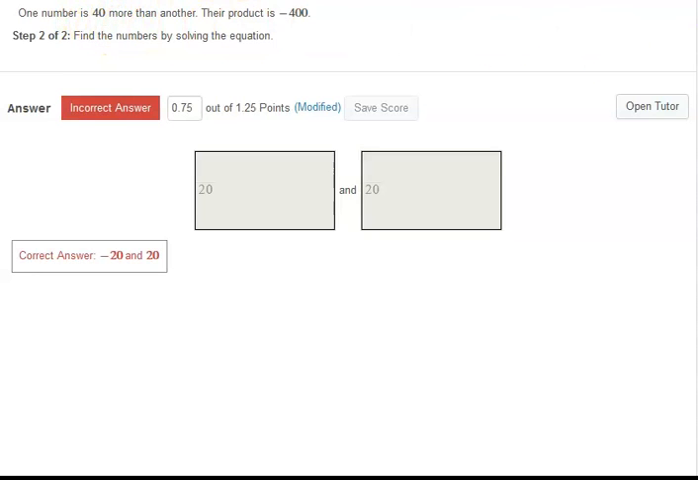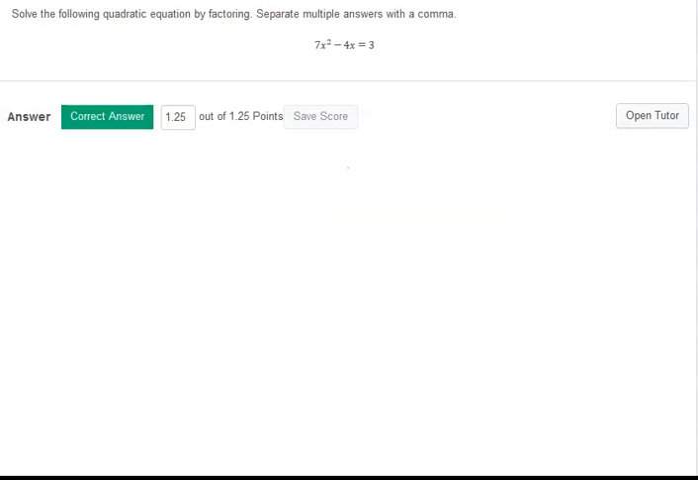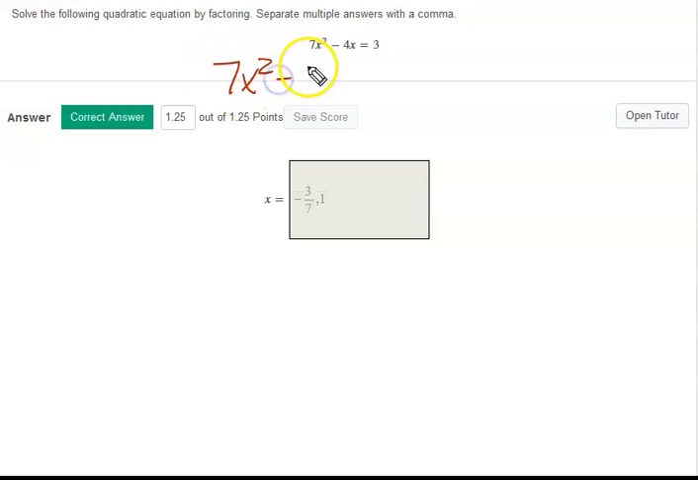All right, our last one coming up. Okay, solve the following quadratic equation by factoring. Separate the answers with commas. So let's put it in standard form. 7x squared minus 4x minus 3 equals 0. I had to transpose that. All right.